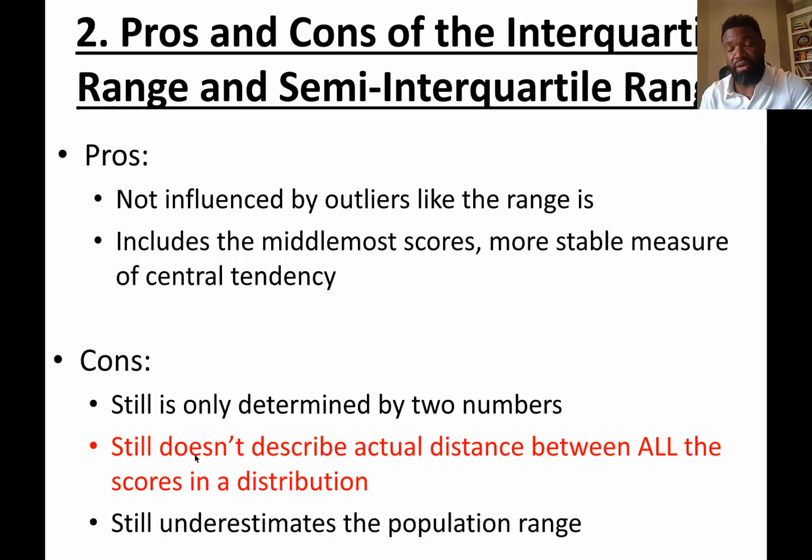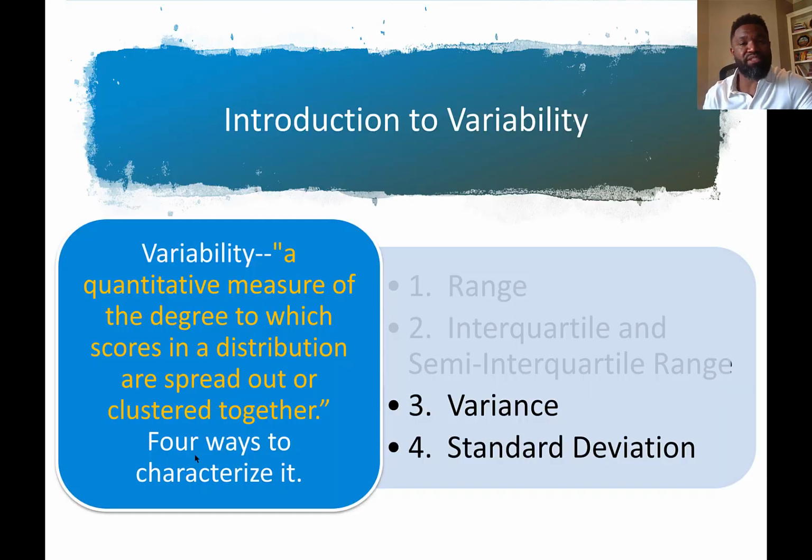And another problem with it too is that it still underestimates the population range, right? And that's a killer because it's even worse, because you don't even have the highest and the lowest number person in the data set. So you really can't even get close to what the actual population range is if you're using the interquartile range or the semi-interquartile range. So that brings us to the two ones that we really love in psychology.